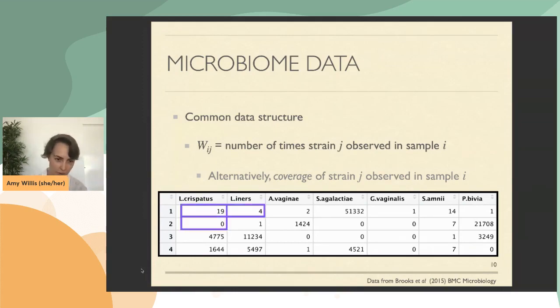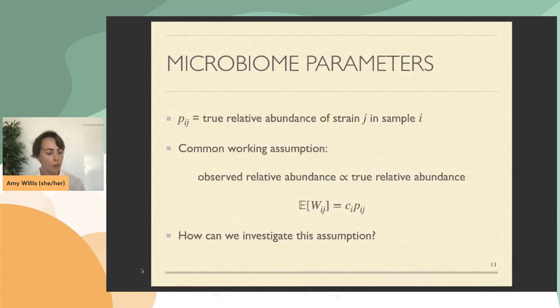So what this table means, just to make this really clear, is that in this particular study, we've observed 19 copies of Lactobacillus crispatus in this first sample. We've observed 4 copies of Lactobacillus iners in this first sample, and we've observed 0 copies of Lactobacillus crispatus in this second sample. And so a really common assumption that underlies a lot of methods for the analysis of microbiome data is the following. It's that observed relative abundances are proportional to some community-level true relative abundances of those strains in that community. So I'll let Pij denote some relative abundance of strain J in sample I.